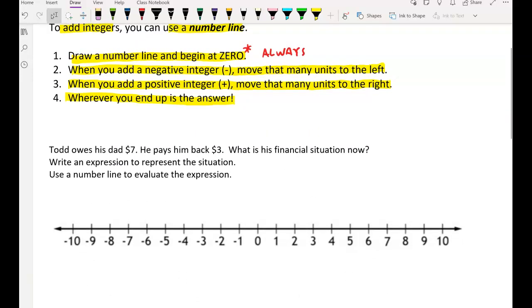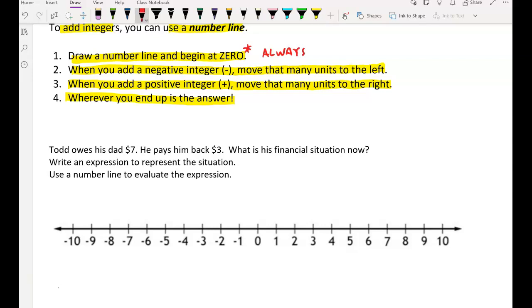It says that Todd owes his dad $7. He pays him back $3. What is his financial situation now? Write an expression to represent the situation and use the number line to evaluate the expression. Okay, now when you draw the number lines, you want to make sure that you're doing them fairly neatly so that they're able to be used.